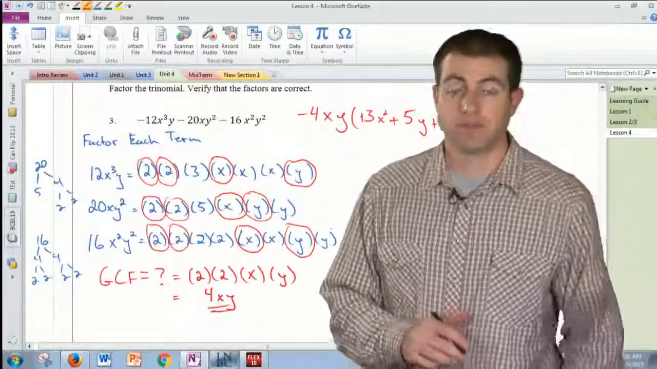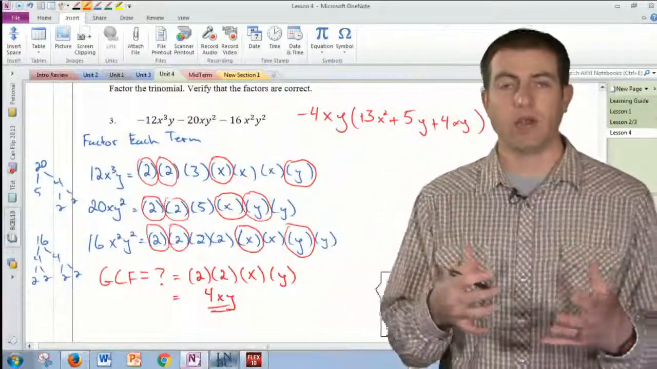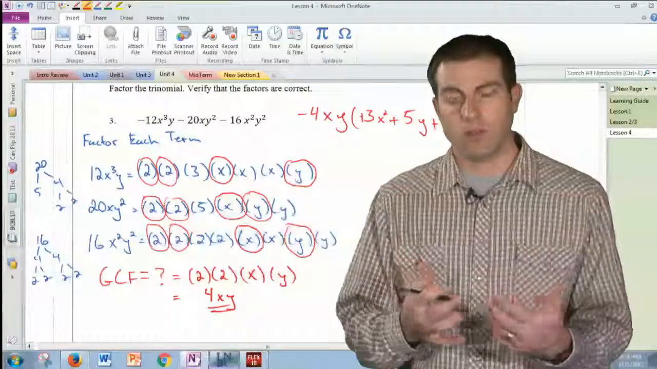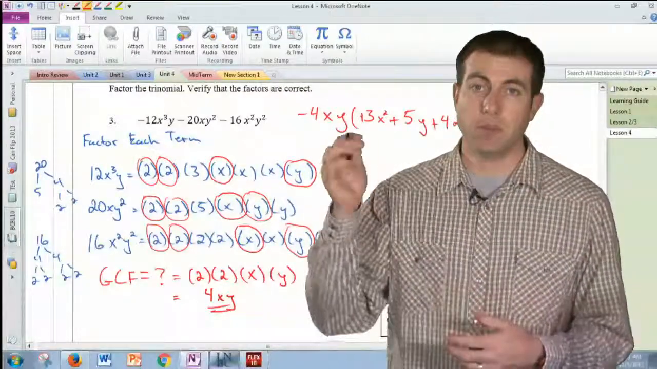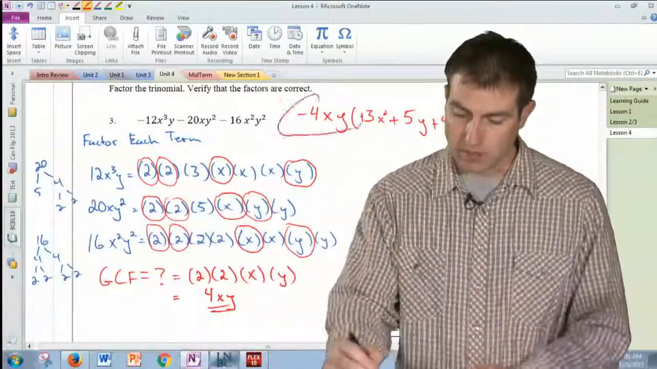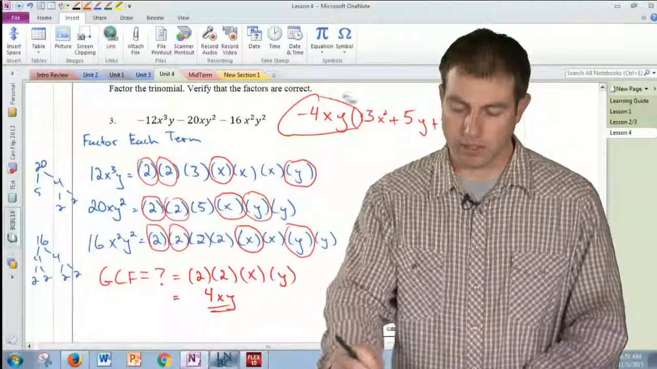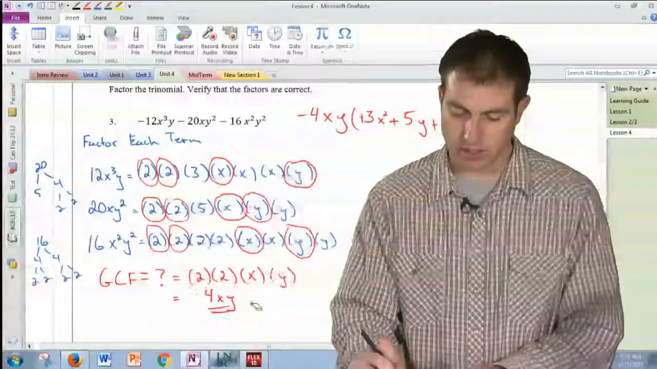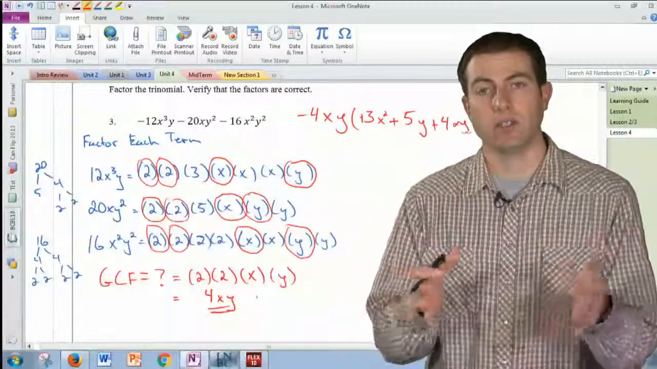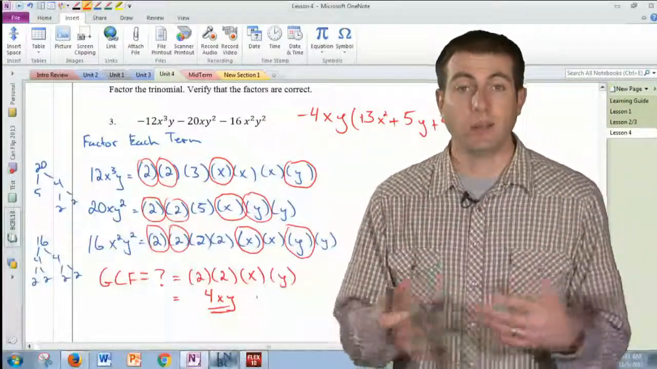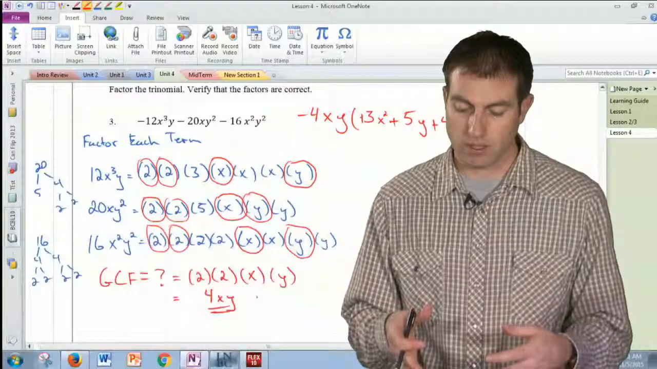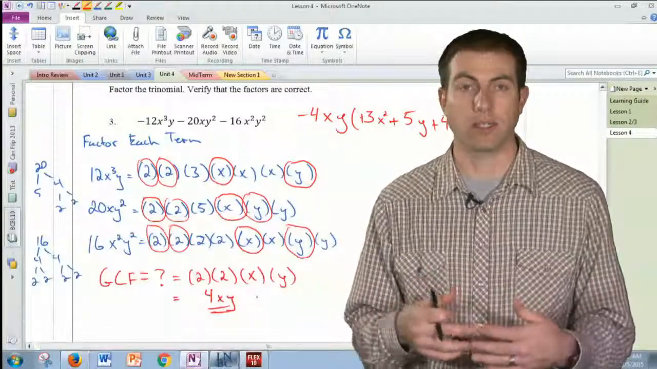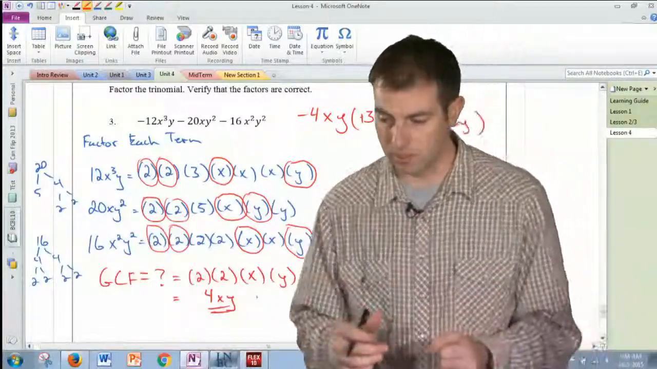So that's breaking all these terms down, looking at what's common to all of them. When I did it up above at the top, I have this negative 4xy, and that is the exact same thing I got here, except for that negative sign. So just looking at it and determining what was common, I ended up at the same spot I did when I broke down all the factors and wrote them as prime factorizations.